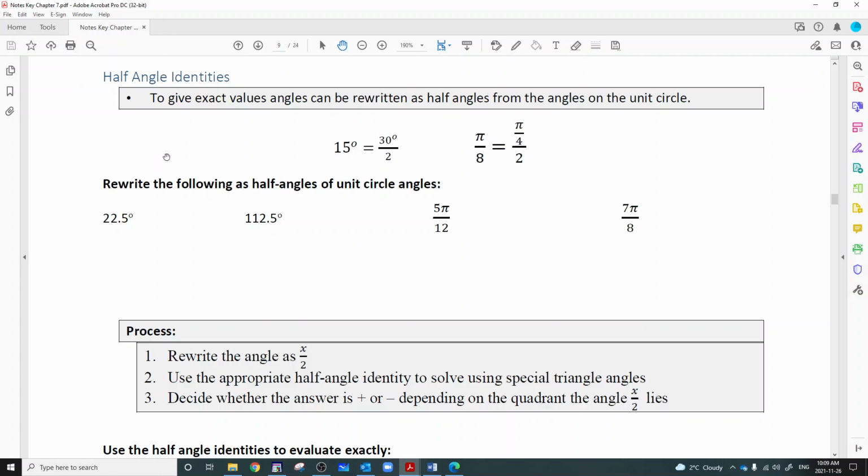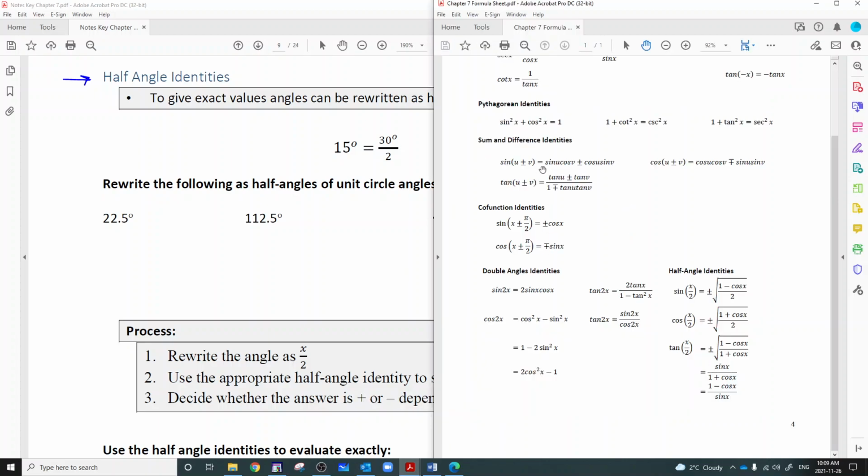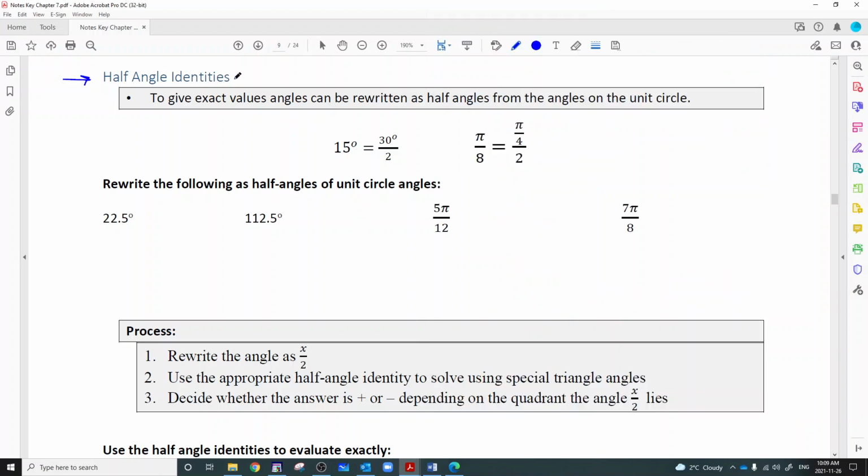All right, we're finally at the end. So we are now going to look at the last type of identities that you will be responsible for, and these are the half angle identities. They are along the same train as the sum and difference identities, the cofunction identities, the double angle identities, and the half angle identities. They could be used to simplify or find an exact value of an angle that you don't know the exact value of. So the first skill that you have to learn is how to write a half angle identity.